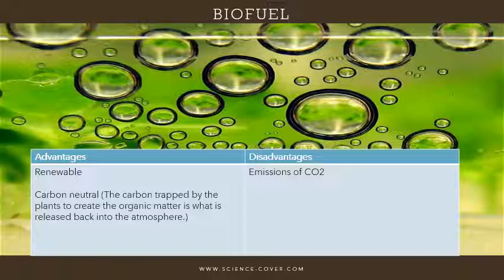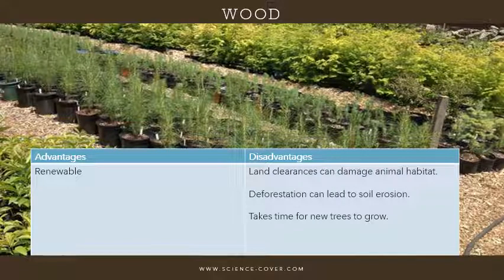So we're not adding more carbon to the air than was there before the plant was grown, and that makes it carbon neutral. And it's also a renewable fuel, but the disadvantage of this is that it is putting carbon dioxide back into the air. We said that wood was a renewable fuel. The advantage of this is that therefore it is renewable. The disadvantage is that land clearances can cause damage to animal habitats. We know deforestation can lead to soil erosion, and that it takes time for new trees to grow in the place of the ones that we've cut down.